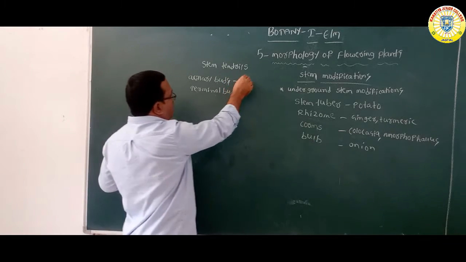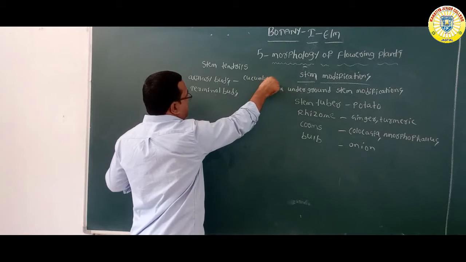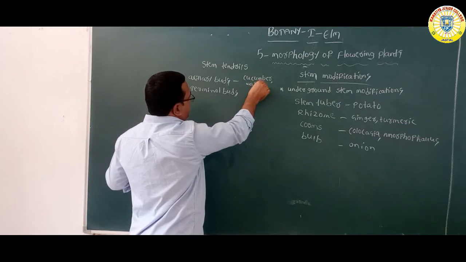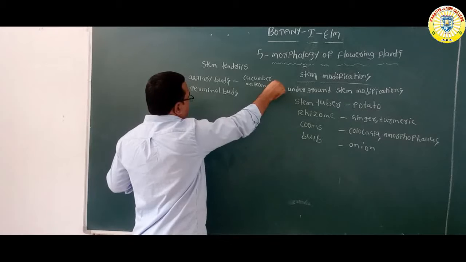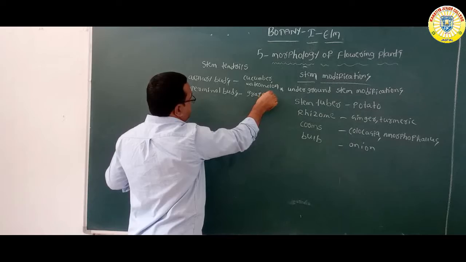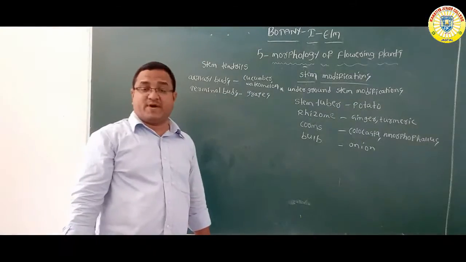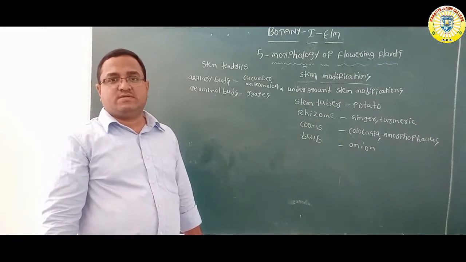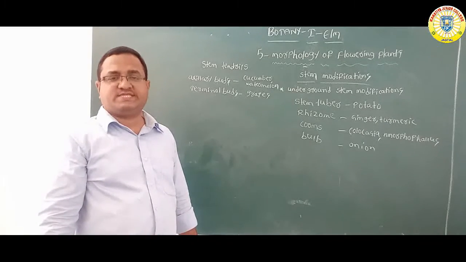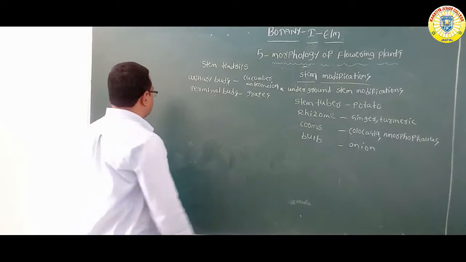Axillary buds, example: cucumber, watermelon. Terminal buds, example: grapes, etc. So these are the stem tendrils which are very useful for climbing purposes. Some axillary buds are converted into stem tendrils, and some terminal buds are also converted into stem tendrils. Okay. Next, thorns.